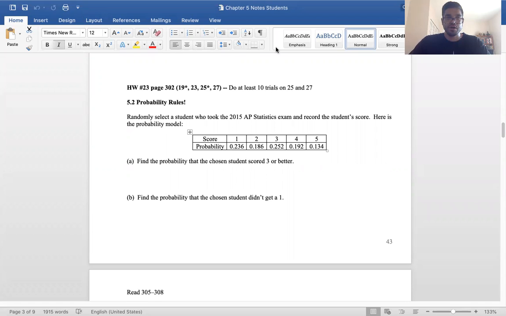So the first thing here is the probability that a random student who took an AP exam, and recorded the student's score. Okay, so here are the probabilities. Here's the scores. What is the probability that a student scored 3 or better? All you're doing here, pretty straightforward, is you're just going to add this probability plus this probability plus this probability, and you get some number. Just add those three together.